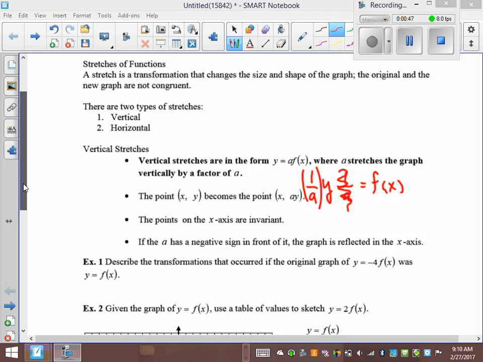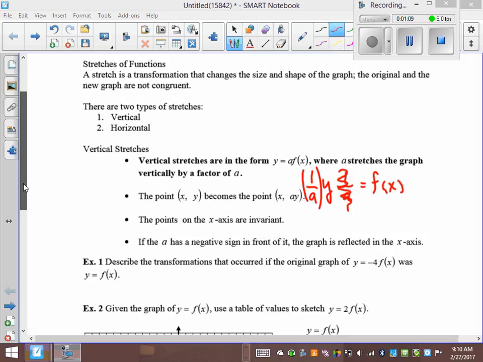I'd have y over a, or I could go 1 over a, y, like this. When it's with the variable, we always do the opposite, right? That's what we've said the whole time. So when it was with the x, and it was x minus 3, we moved 3 to the right, correct? We did the opposite. Same thing with stretches. If it's with the y, you actually do the opposite. So you would stretch vertically by a factor of a over 1. So it'd be a. It would flip, okay? So when it's with the variable, you always do the opposite, including stretches.